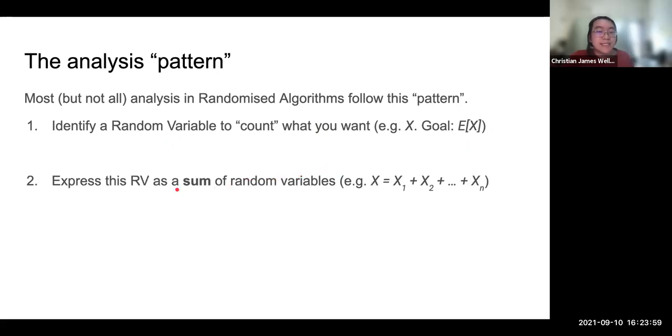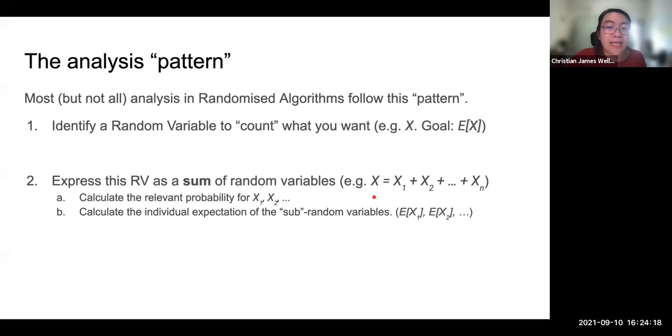Next, we express this as the sum of random variables. Okay, so count how many things. We try to decompose it into individual random variables. I know this is vague, but hopefully an example later will clear this up. So express it as a sum of random variables.